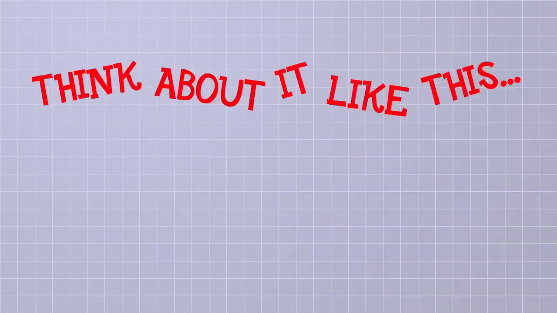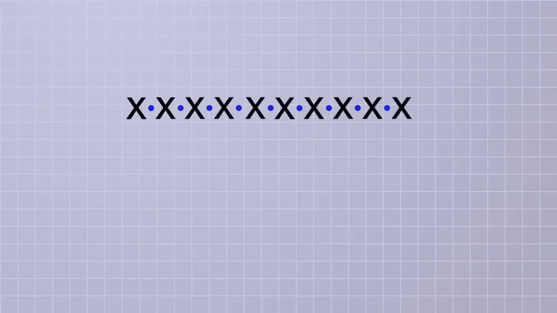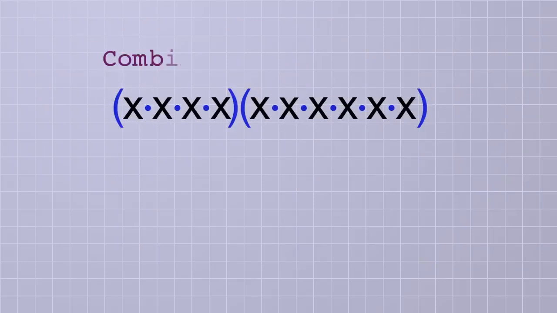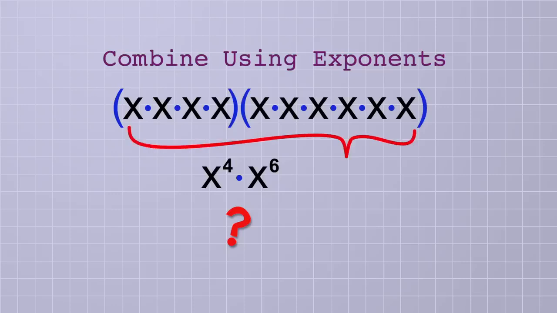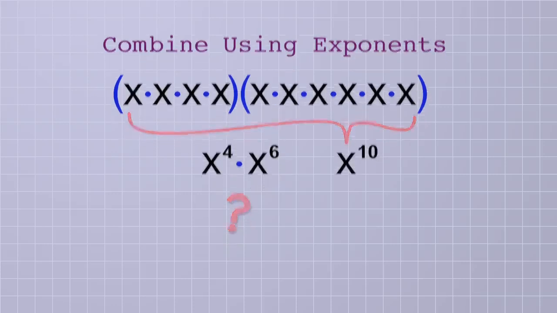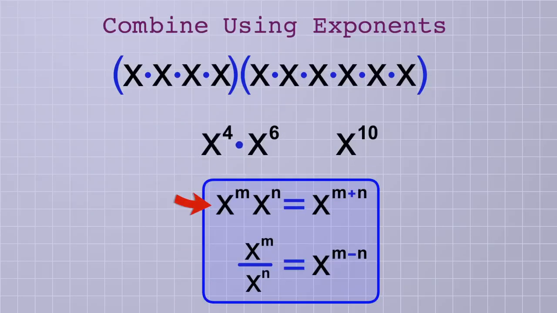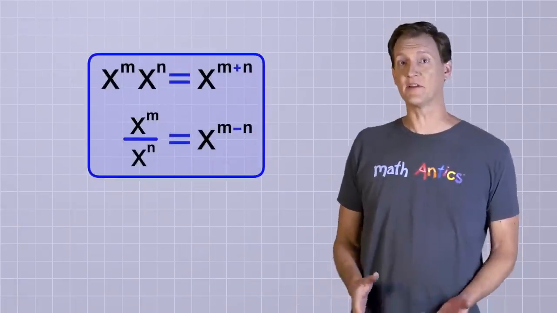Or think about it like this. If we had 10 x's all being multiplied together, we could form different groups of them and combine them using exponents. Like we could combine the first 4 x's into x to the fourth, and combine the remaining 6 x's into x to the sixth. And of course those expressions would be multiplied together since all of the x's were being multiplied. But you'd probably never want to do that, would you? I mean, why not just combine all 10 x's into the expression x to the 10th? Ah, but there you see that our law holds true. X to the fourth times x to the sixth would equal x to the power of 4 plus 6, or x to the 10th.